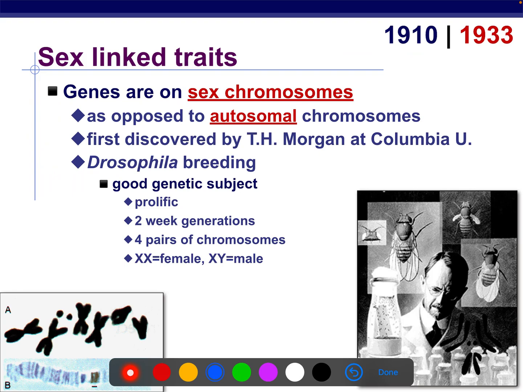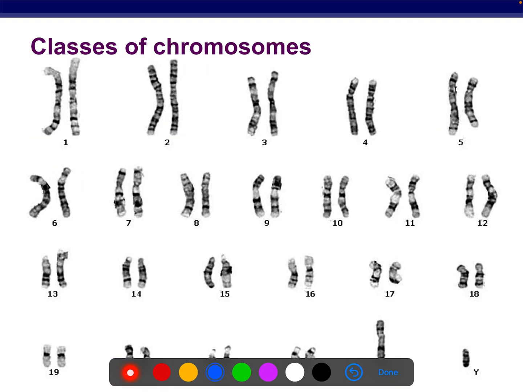Sex-linked traits are another type of inheritance pattern that we see. When we talk about sex-linked traits, we're talking about genes that are located on the sex chromosomes, the X and the Y, and not ones that are on the autosomal chromosomes 1 through 22. This was discovered by T.H. Morgan using fruit flies. We'll talk about exactly how sex-linked inheritance works.